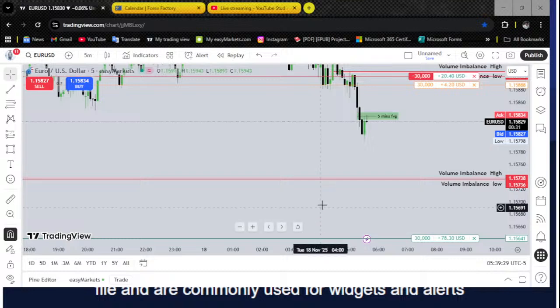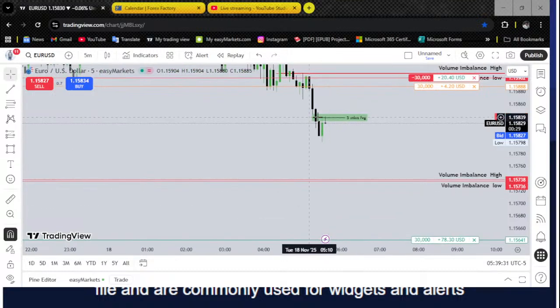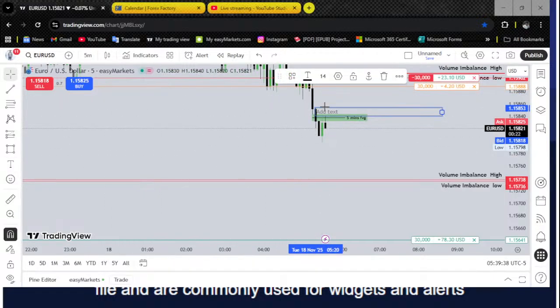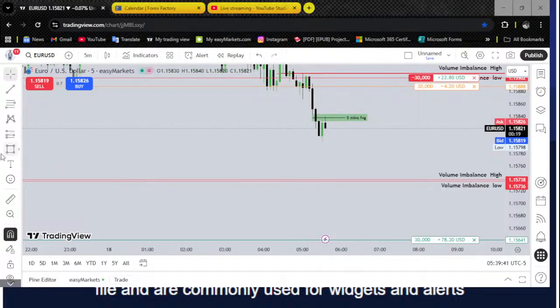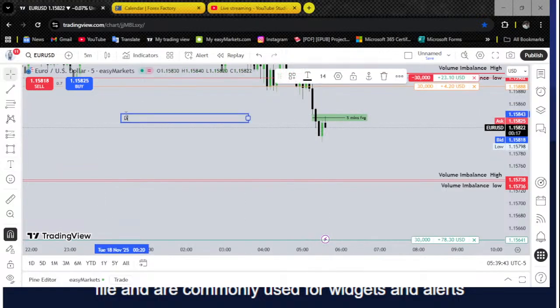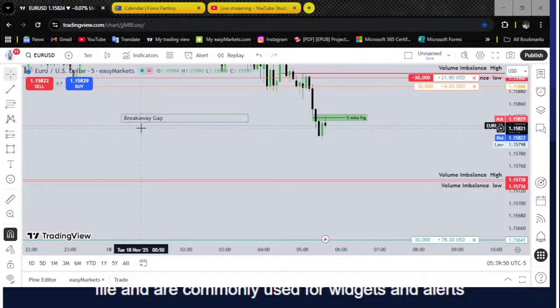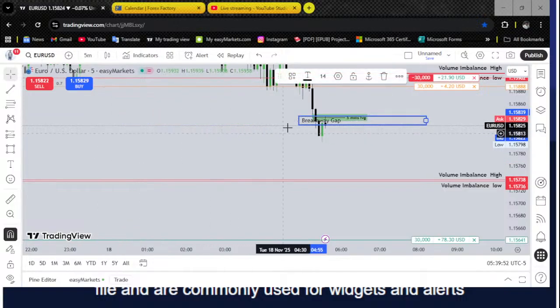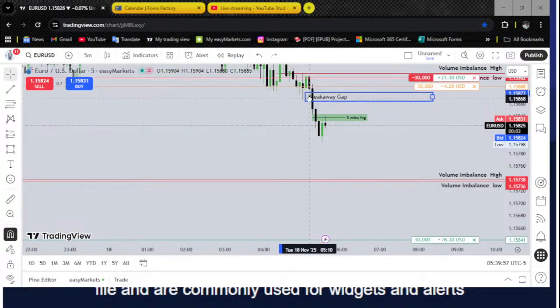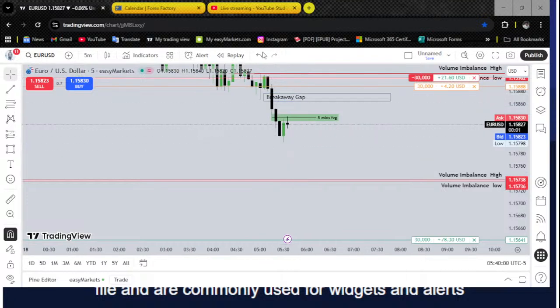So guys, I expect the market to use this favorable gap. This one should be a breakaway gap. Breakaway gap. This one should be a breakaway gap, where a breakaway gap should remain unfilled that way.